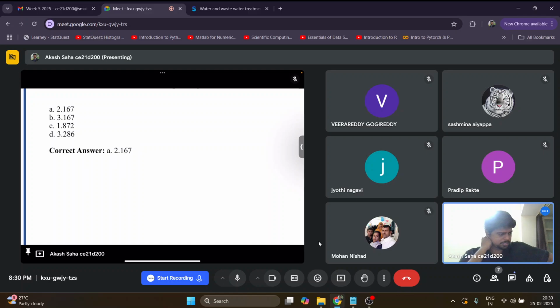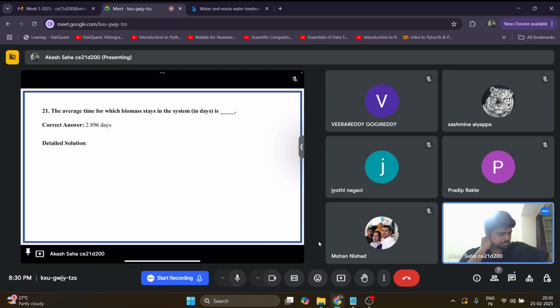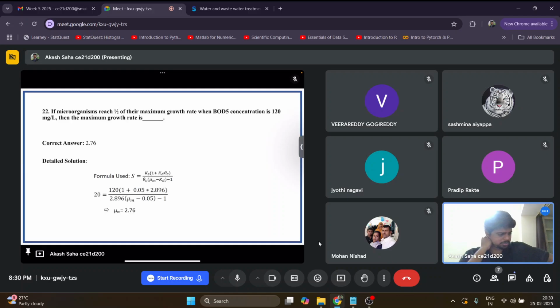Let's see. The answer that is coming is 2.76. Okay, maybe you can recheck your calculation. But whatever be the case, this is the formula. The same formula we have to apply. So everything is known, and you just have to solve it and you'll get the answer.